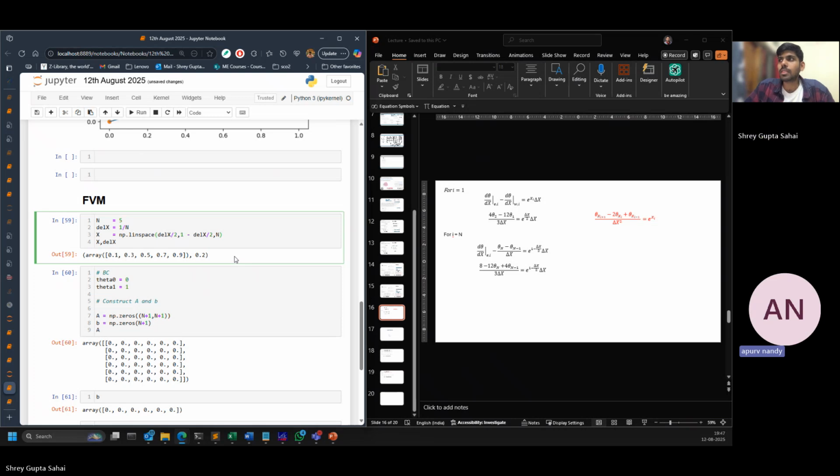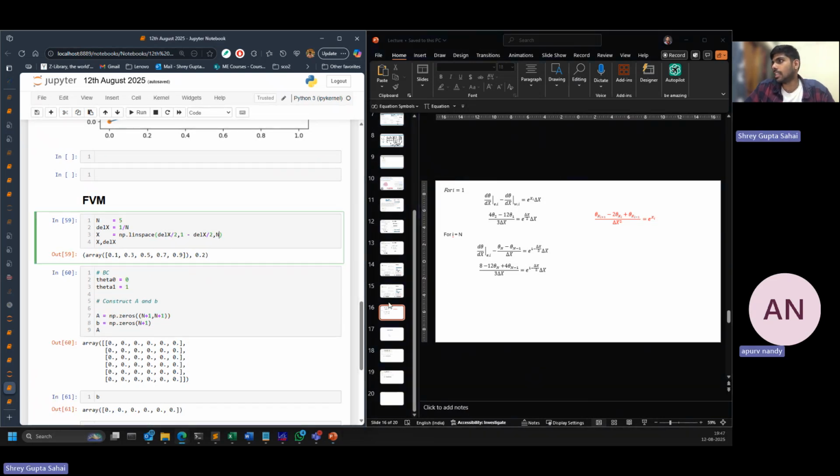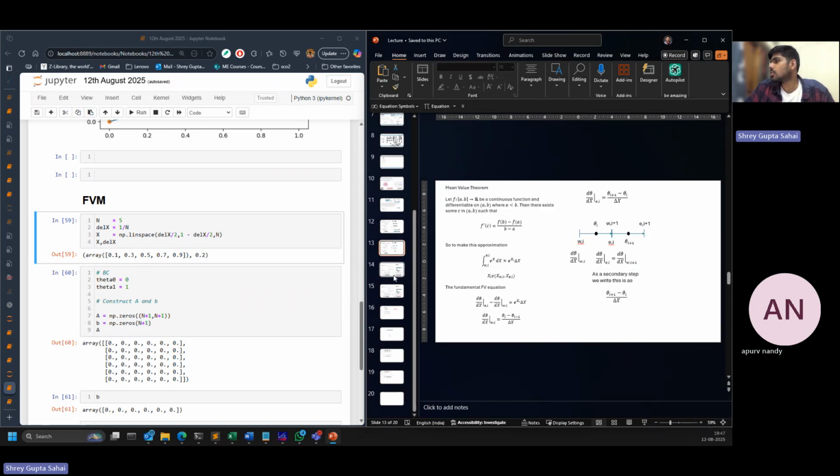Why 1 minus del x by 2? That is fine. Okay, it should be n at the end. I mean, should it be an n? That's a good question. So let's look at what is going to be.